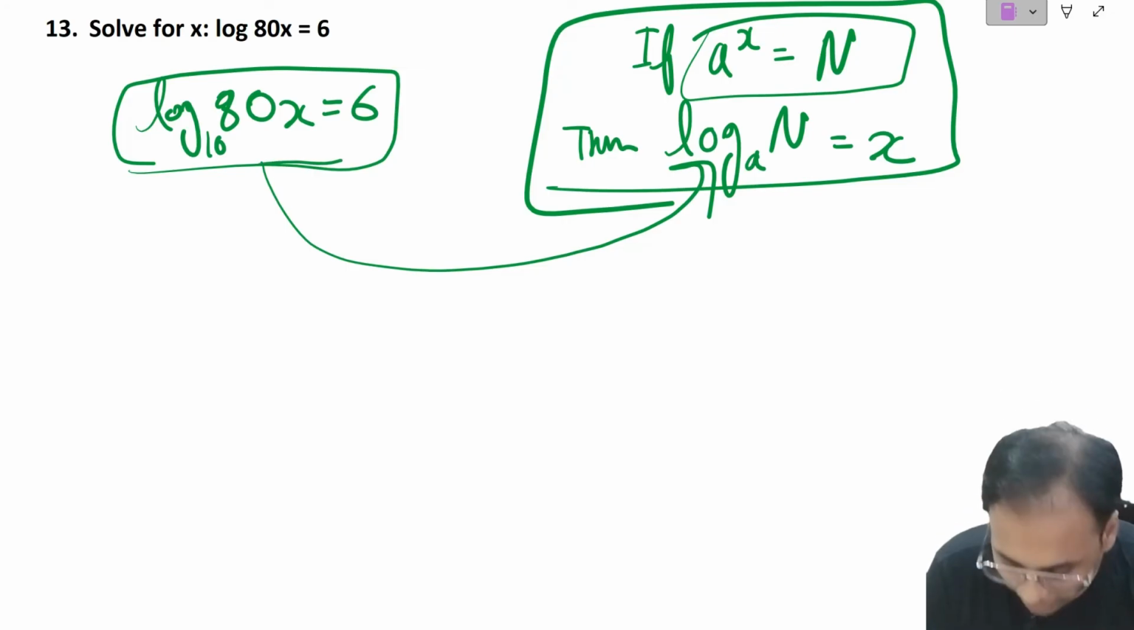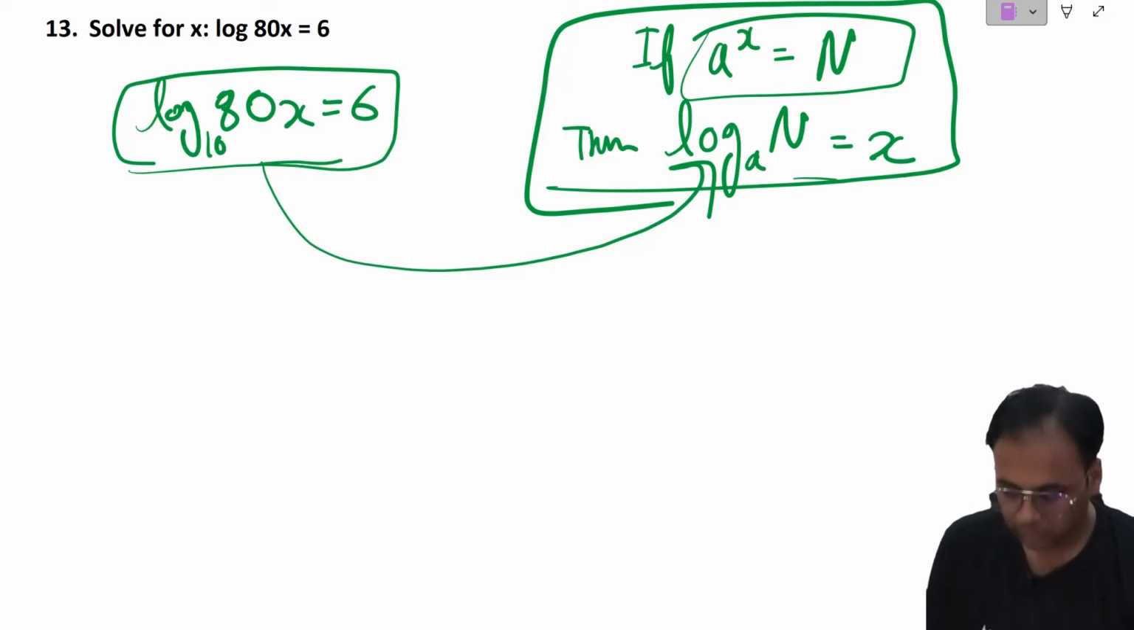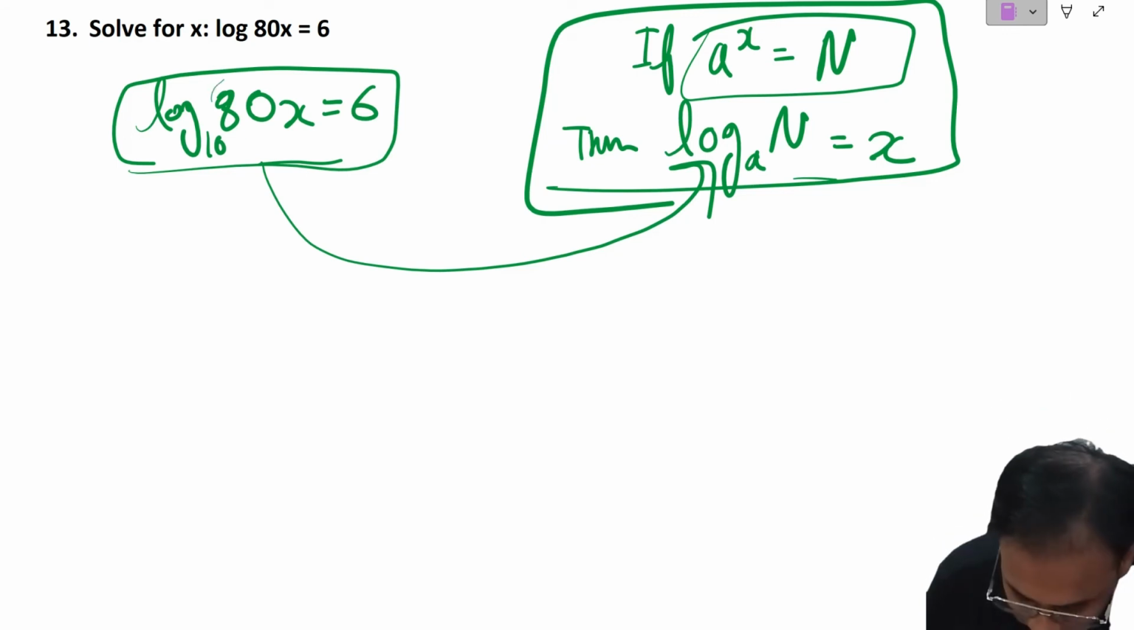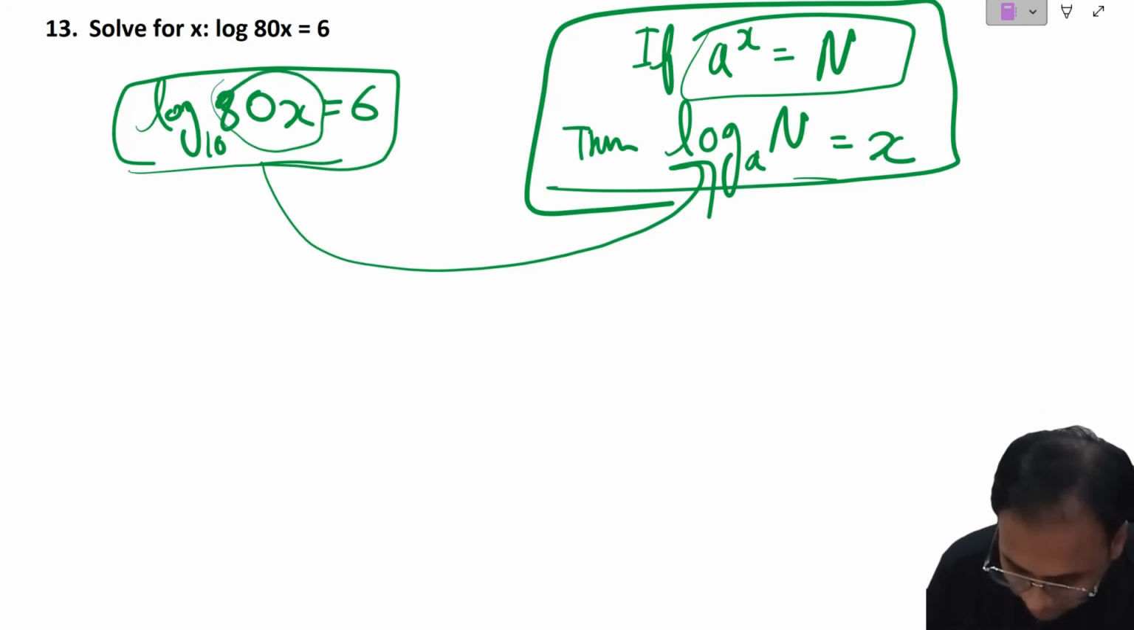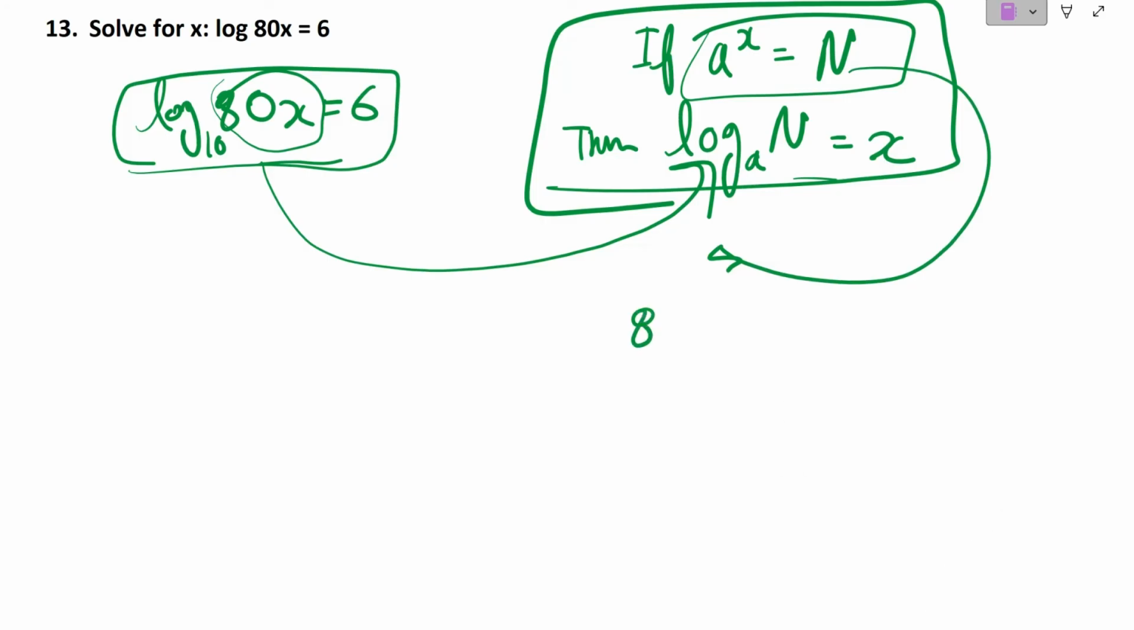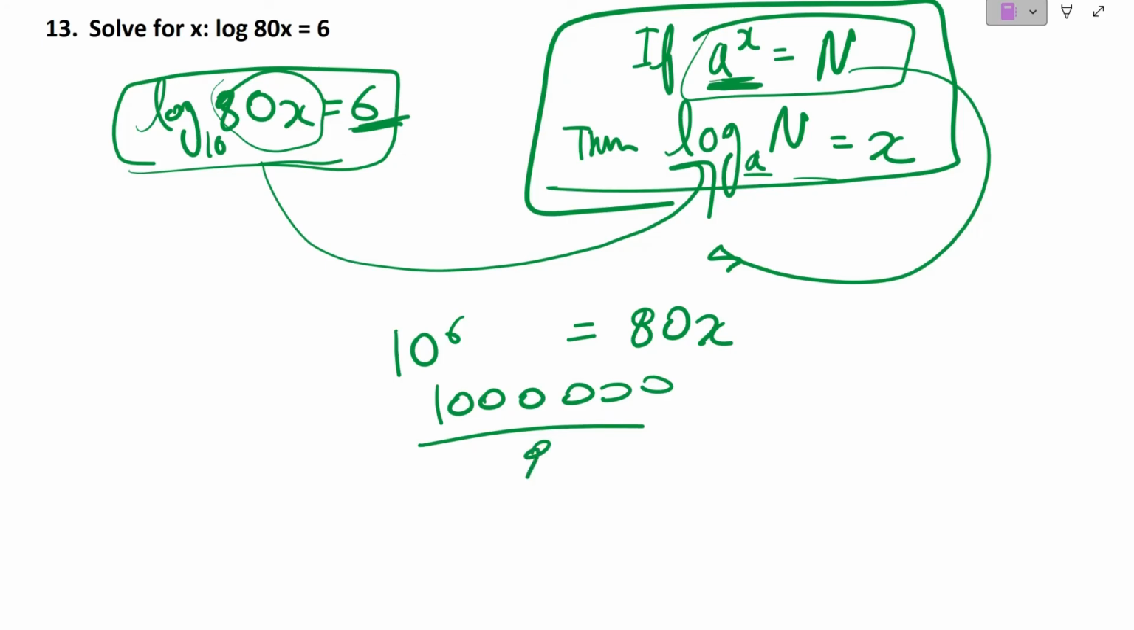If we compare this part with this part, then n is 80x here. So in order to formulate this, we write 80x over here, and over here a is the base, which is 10. And this is a raised to the power x, so 10 raised to the power x, where x is 6. So 10 raised to the power 6 is equal to 80x. Quite simple. This is the answer. This becomes very simple.